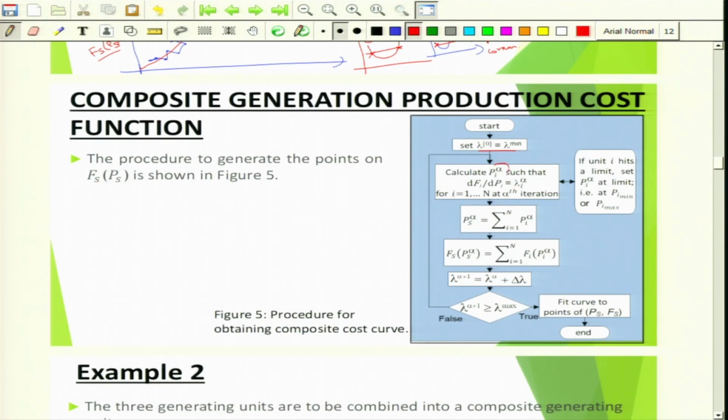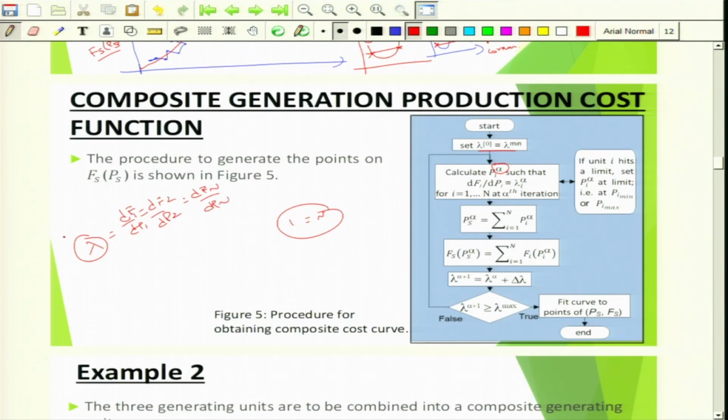Here alpha represents the iteration value, the alpha-th iteration, and I is the individual generator, from 1 to n. For all the generators you obtain the incremental fuel characteristics df by dp. If unit I hits a limit... now lambda is already fixed, you have taken some lambda, for that lambda first you obtain df by dp and that should be equal to your lambda, and you obtain for all the generators df1 by dp1, df2 by dp2, similarly dfn by dpn.